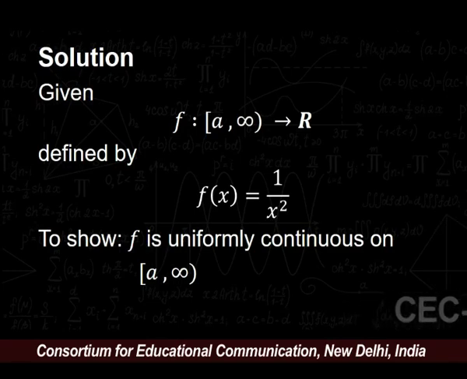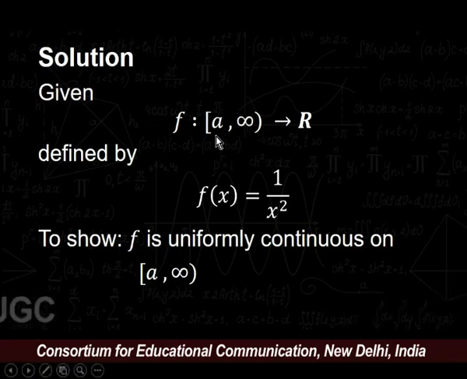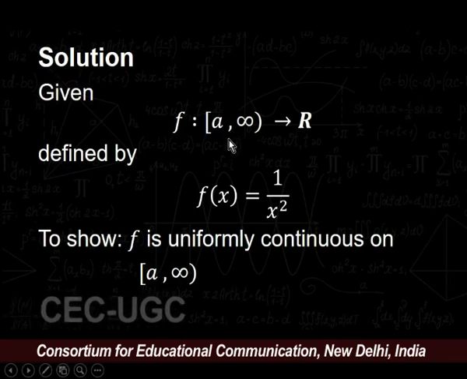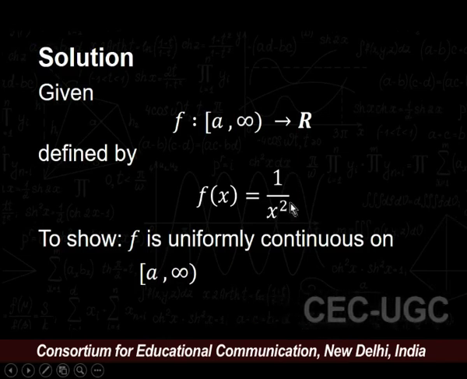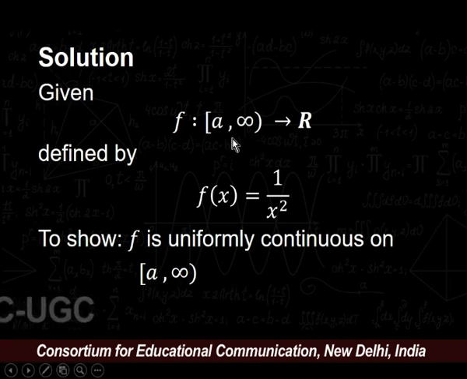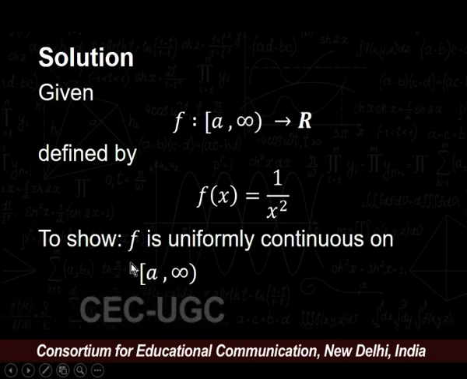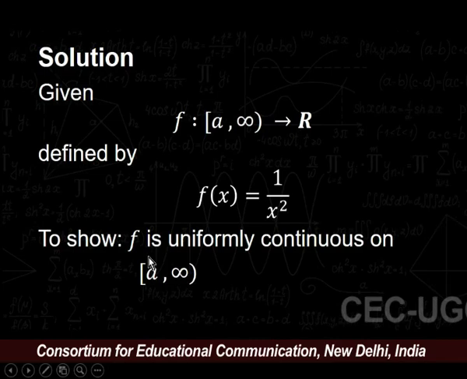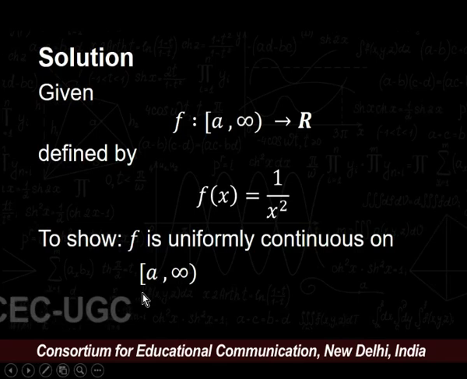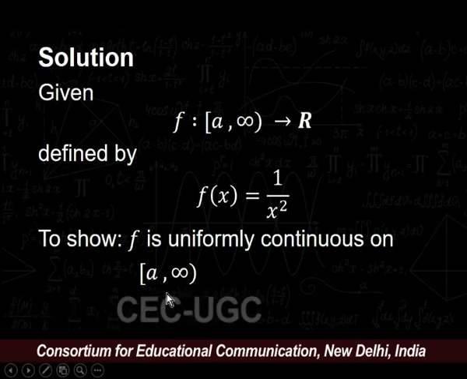So, given a function defined from the semi-open interval [a, ∞) to R, defined by f(x) = 1/x², and a is strictly greater than 0. We need to prove that the function f is uniformly continuous on the given interval. That means f is a uniformly continuous function on the semi-open interval [a, ∞).